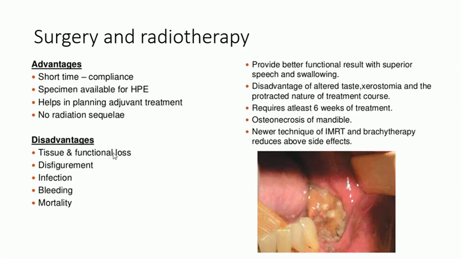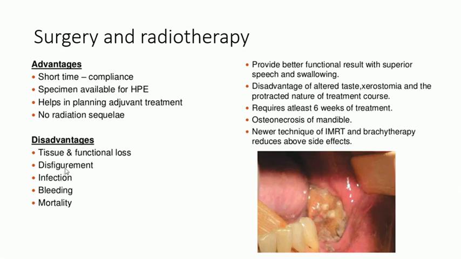There is tissue and functional loss. If the tongue tip is there, then the patient will not have difficulty in speech. But if the tongue tip is gone, then the patient finds it very difficult to actually talk. After surgery, usually the patient has speech problems. It can be rectified with speech therapy, but it's slightly more difficult. With radiotherapy, the patient will still be able to talk.